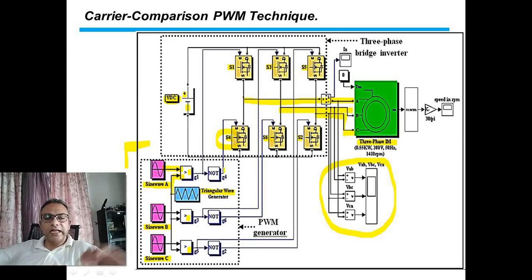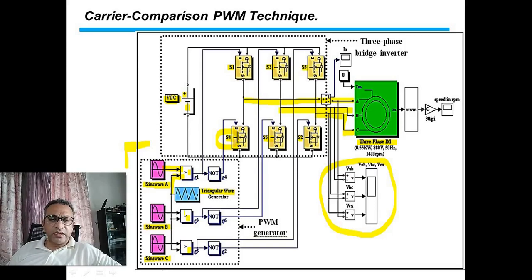This is exactly the same concept as we did in the previous slide, right? So sine A and the carrier signal, after being compared, are given to phase A of the inverter. Then let us look at the second phase, phase B. Phase B has S3 and S6. They are being controlled from sine B.